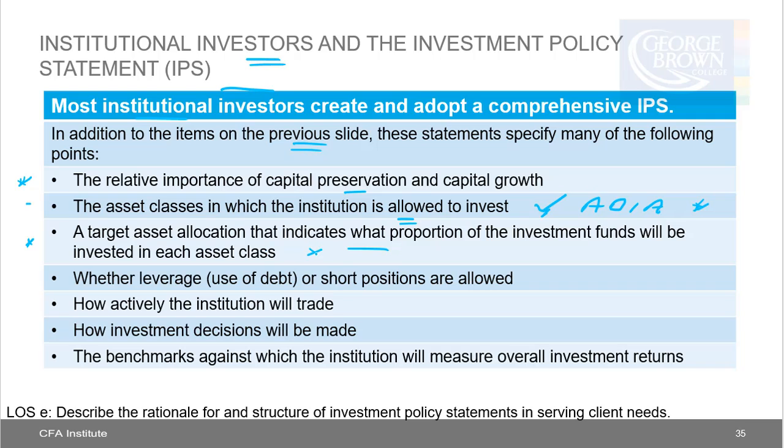Number three, there's going to be a target asset allocation that indicates what proportion of the investment funds will be invested in each asset class, whether leverage, the use of debt, or short positions are allowed. We can see with the Ontario Teachers' Pension Plan, they are actually borrowing a little bit of money from the money market. It was that negative money market when they were looking at the net assets. Assets minus liabilities equals net assets, okay? So some institutions do use debt. In some cases, short positions are allowed if they're investing in some hedge funds. So that all has to be spelled out. Another thing is how actively the institution will trade might be included, how investment decisions will be made, the process, the committees, and again, the benchmarks against which the institution will measure overall investment returns.